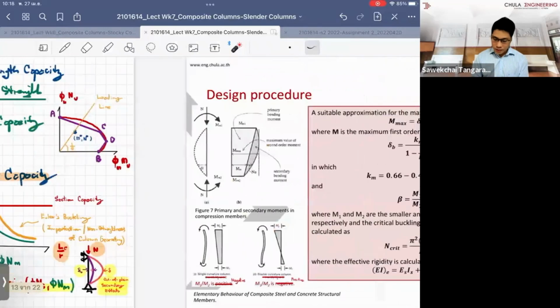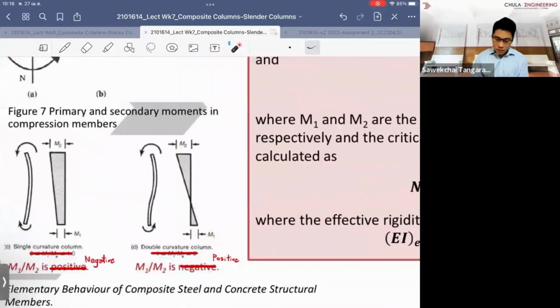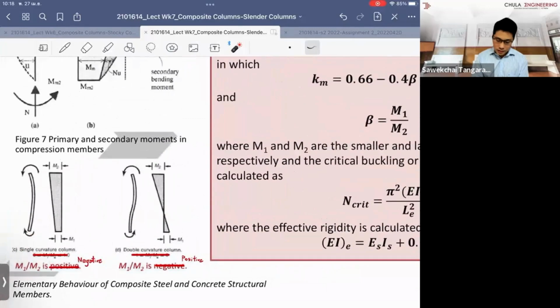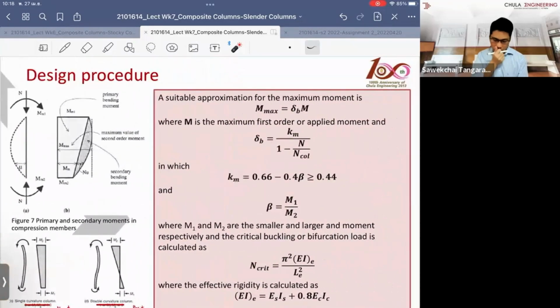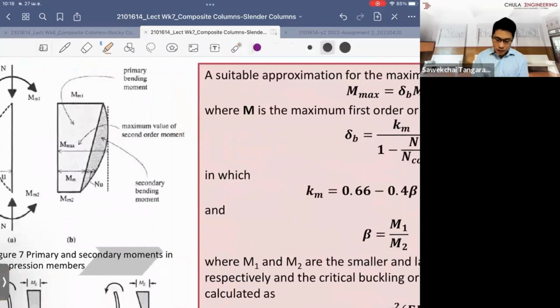And then we start to look into the formulation. So what I have to say, apologize, is this is wrong. So basically the value in the single curvature here is the negative value. And when we have the reverse or the double curvature, you have the positive values, right? And they are describing that this is what they call a secondary bending moment, as I mentioned before.